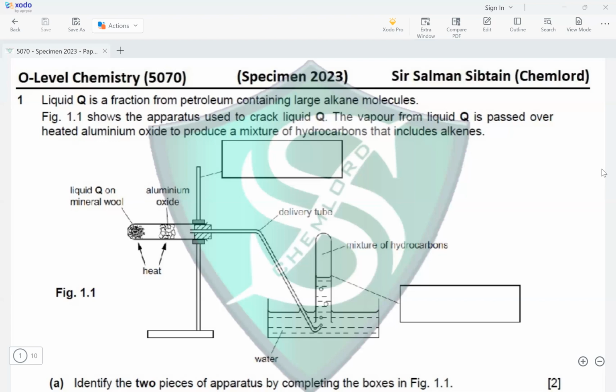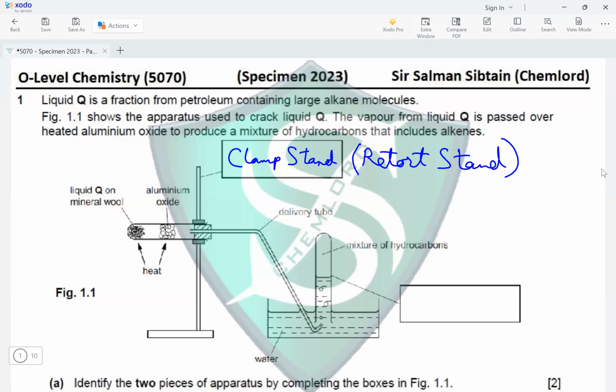So the first box that is on the top of the page, we will label it a clamp stand. There is another name for it that you guys need to know as well. It is called a retort, R-E-T-O-R-T, retort stand. Either of the two names will be okay here. And the second box, we will label it as a boiling tube. Now, since they have not specified whether this is a boiling tube or not, a test tube, if labeled here, will also be acceptable.